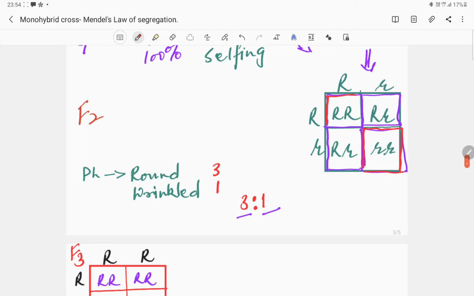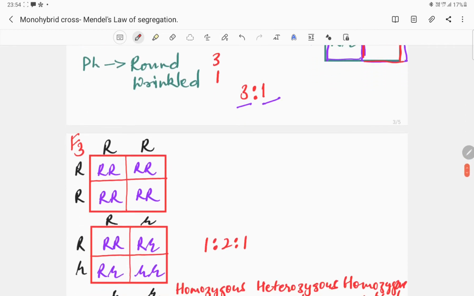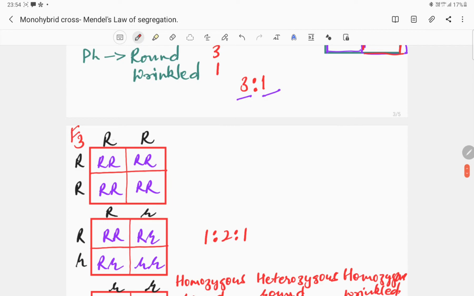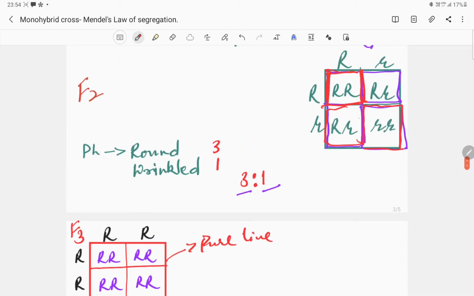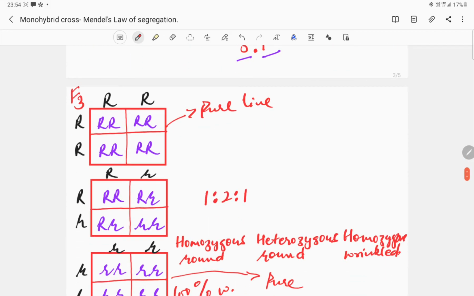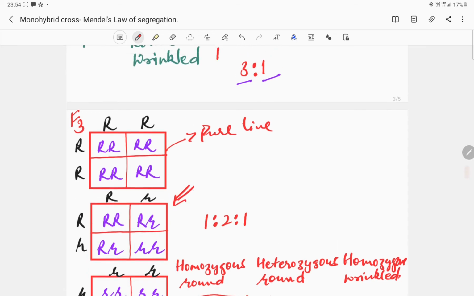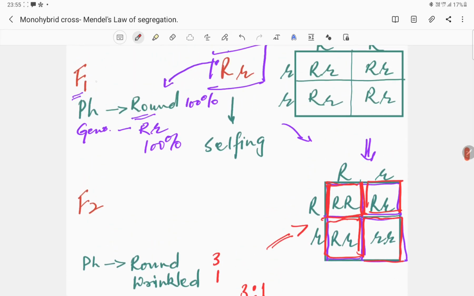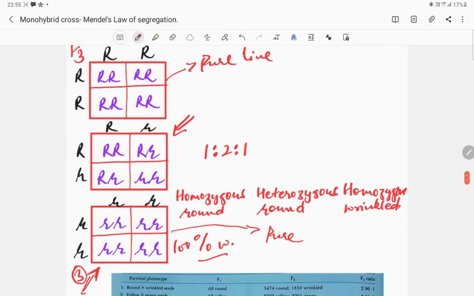Similarly, he took some round seeds, and I'm only going to take this one at the moment. He took 1 part of the round seeds, and he didn't know which one was which. He put them in the soil, and he figured out that some of those round seeds were also pure lines. And then there were these round seeds that were remaining. When he selfed them, he got a result similar to the selfing of the F1 generation.